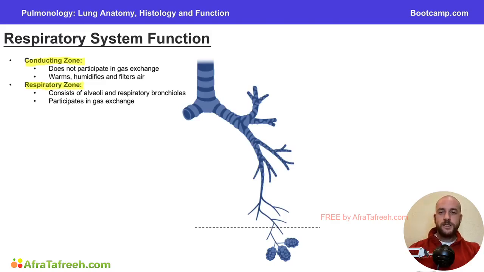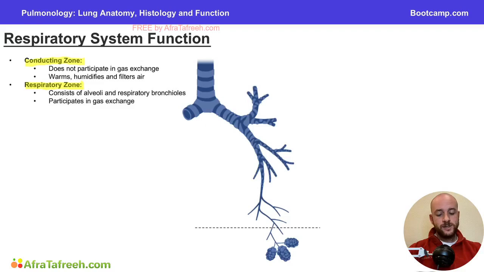Functionally, the conducting zone is the first portion of the respiratory tract, and it conducts air down to the lower portion of the respiratory tract known as the respiratory zone. It pretty much only conducts air and does not participate in gas exchange, whereas the respiratory zone is the lower portion of the respiratory tract, and it does participate in gas exchange.